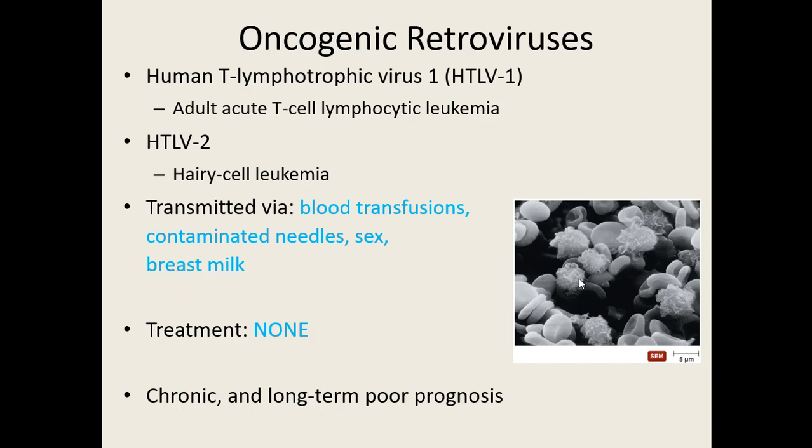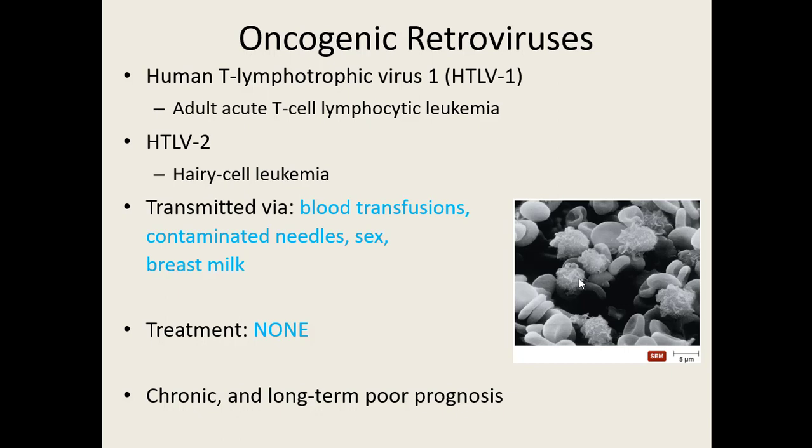So they usually cause a chronic condition of your white blood cells, and the long-term prognosis is poor. Your best bet is prevention: monogamy, no needle sharing, condoms will help, all of those just to prevent yourself from picking up one of these particular virus strains.